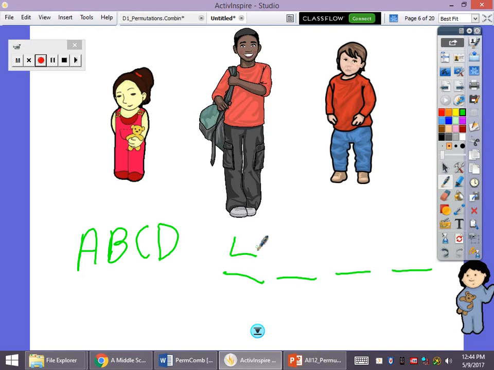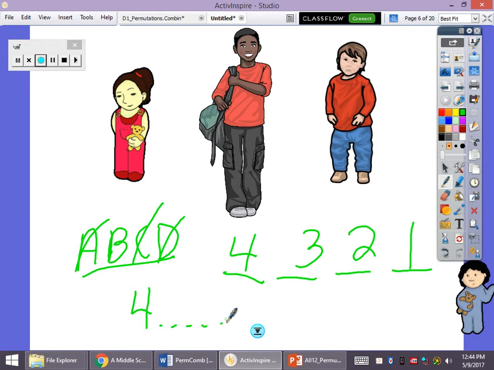4. I chose the letter C. How many letters now? 3. I chose A. How many? I chose D. How many? 1. Notice, I began with 4, and I worked all the way down to 1. So this is 4 factorial. And this happens to be 4 times 3 is 12, times 2 is 24. Okay? Factorial is when you take the number and you keep decreasing it. We are going to look at the following factorials, please.